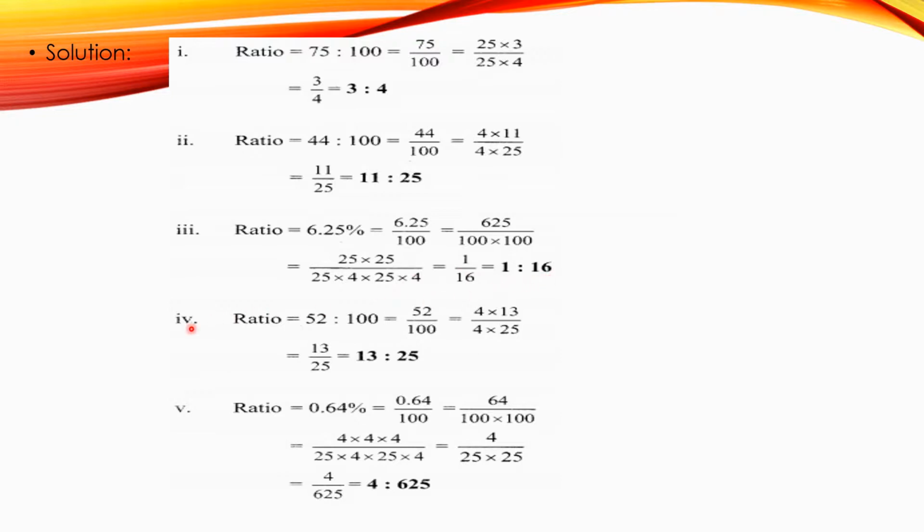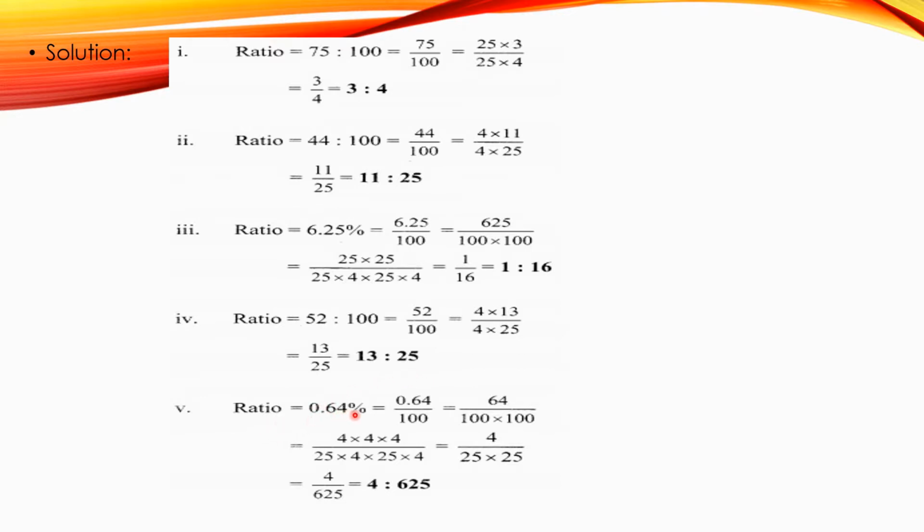Now question number 4. The percentage is given as 52 percent. Therefore, it can be written as 52 upon 100, where 52 can be factorized as 4 multiplied by 13 and 100 can be factorized as 4 multiplied by 25. Cancelling 4 from the numerator and denominator, we get the ratio as 13 upon 25, which can be written as 13:25.